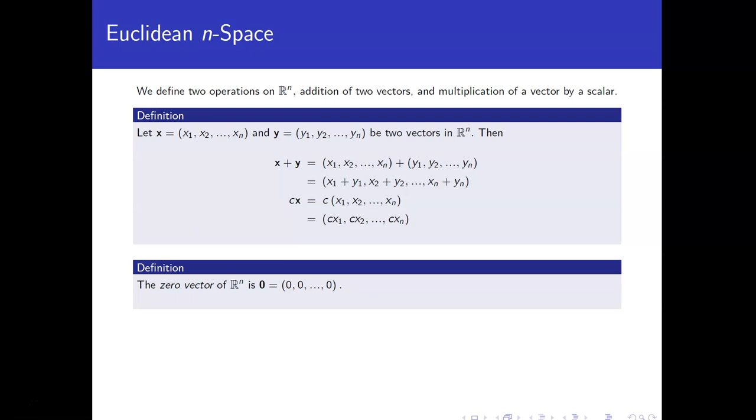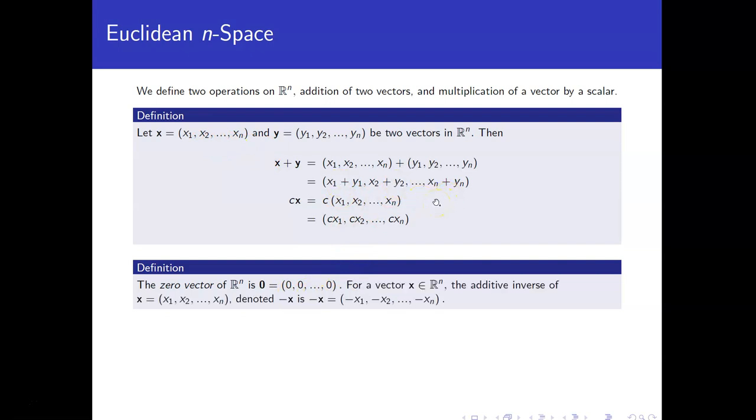Another idea that we need for vector spaces is the idea of the zero vector, the additive identity, if you will. For Euclidean space, this is a pretty simple concept. If I want to know what vector I add to an arbitrary vector to get that vector back again, I would need to add zeros in every component. That's just by the way that the addition is defined.